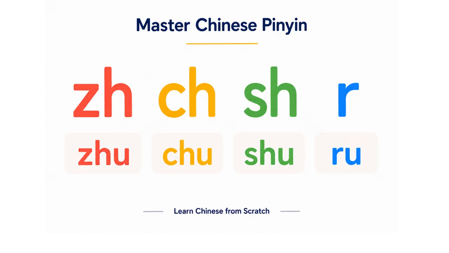Zhi, zhi, zhi, wu, zhu, zhi, wu, zhu. Don't pronounce it like z, he separately. It is one sound. Zhi, zhi, zhi.